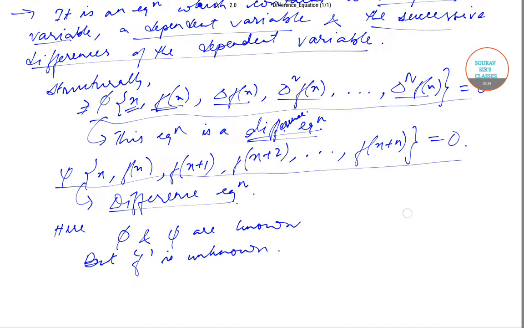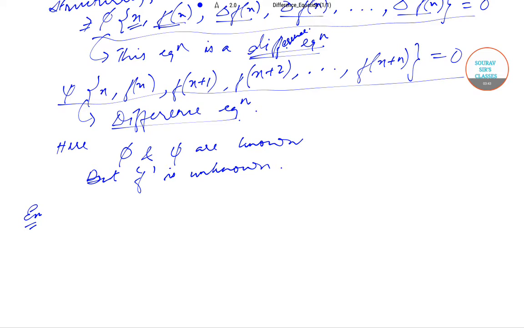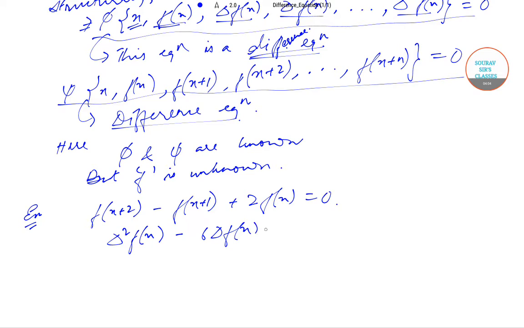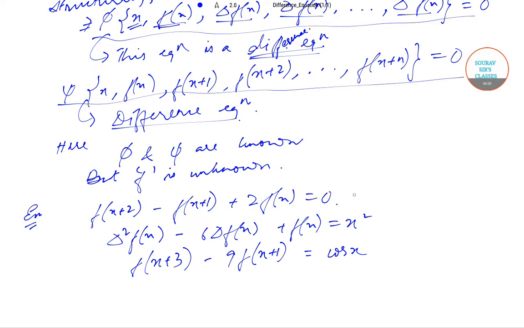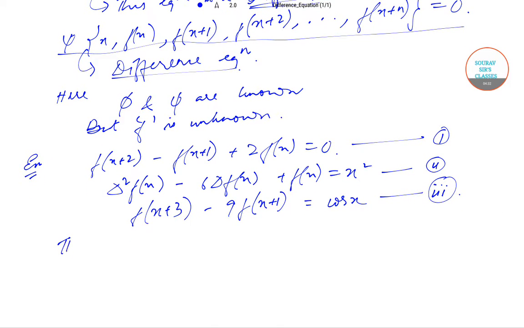Okay, let me give you some more examples of difference equations. One example is f of x plus 2 minus f of x plus 1 plus 2 f of x is equal to 0. This is a difference equation. Another example is del square f of x minus 6 del f of x plus f of x is equal to x square. This is also a difference equation. And another can be written as f of x plus 3 minus 9 f of x plus 1 is equal to cos of x. Let these equations be numbered 1, 2 and 3. Now f of x can also be denoted by u of x.